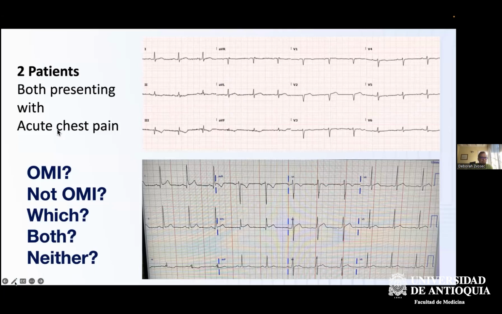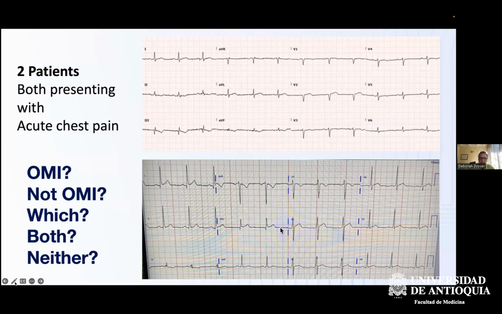Here are two patients, both presenting with acute chest pain. Are they OMI? Are they not OMI? Which is? Both? Neither? You can see they look very similar. There's a little bit of ST elevation in AVL here and here. There's ST depression in 3 here and here. There's a little bit of ST elevation in 1 here and here. What's the difference between these two? They're very difficult to tell apart. I can tell that this one is an OMI and this one is not an OMI.